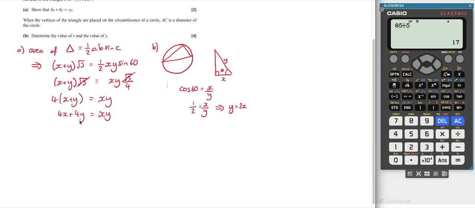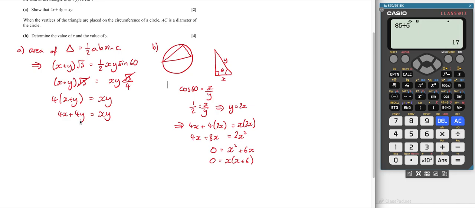So therefore, 4x plus 4 lots of 2x is equal to x times 2x. 4x plus 8x is equal to 2x squared. I've got a quadratic, so let's get everything onto one side. So 0, divide everything by 2, is going to be x squared. Originally it was 12x, so that's plus 6x. So 0 is x plus 6.